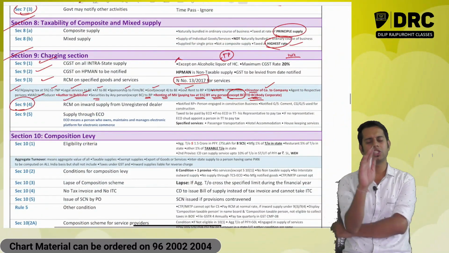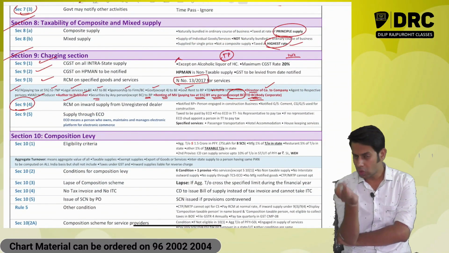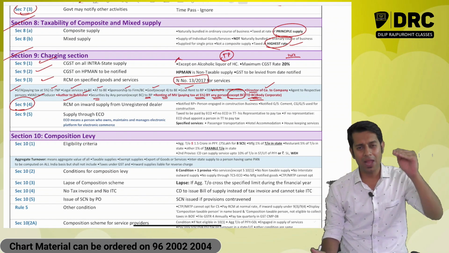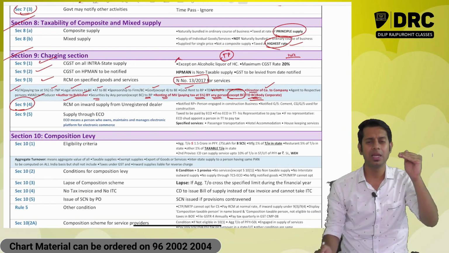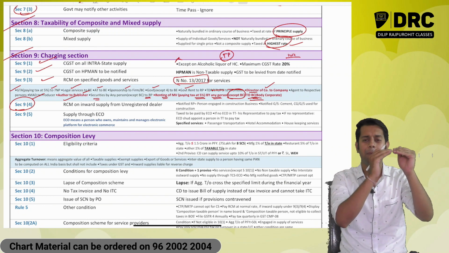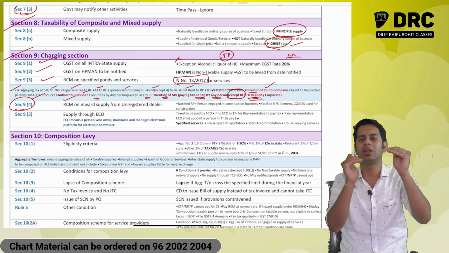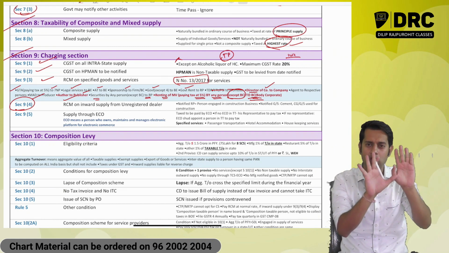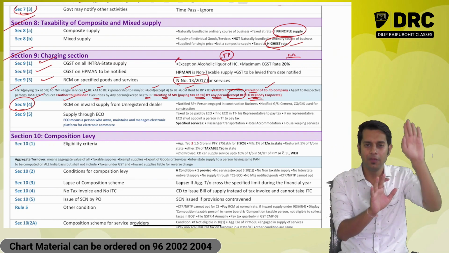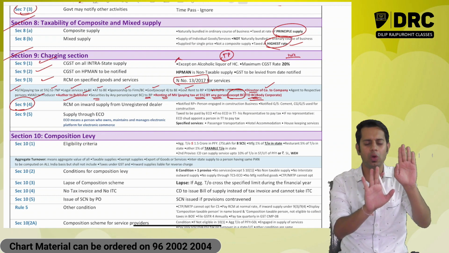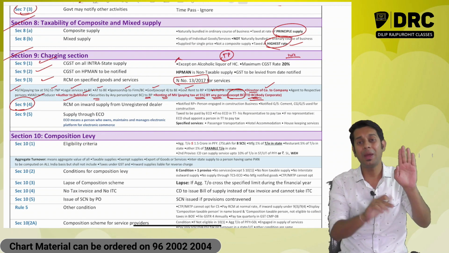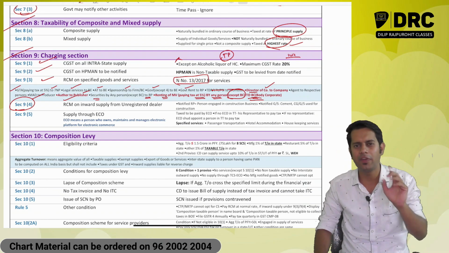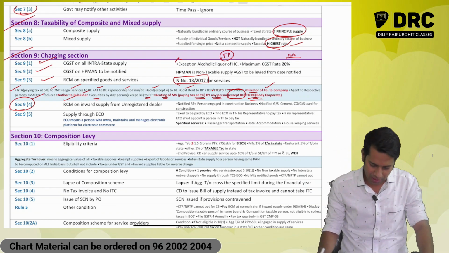Section 9 subsection 4. Section 9 subsection 4 is also talking about reverse charge, but there is a huge difference between 9.3 and 9.4. 9.4 says, I am going to give you the list of goods and services, and also specify the registered person. If these goods and services are procured by this registered person from an unregistered dealer, then the notified registered person will have to pay the taxes under reverse charge.